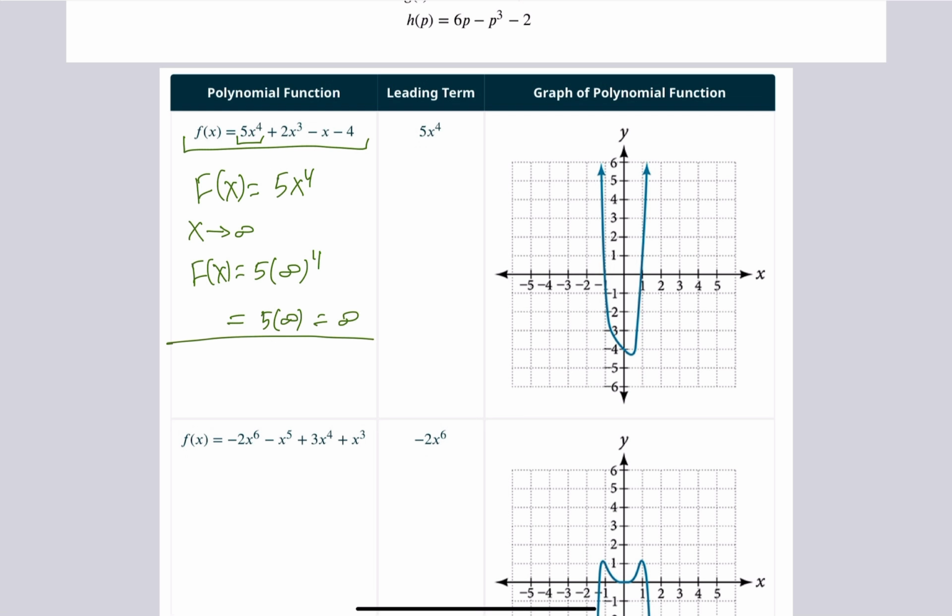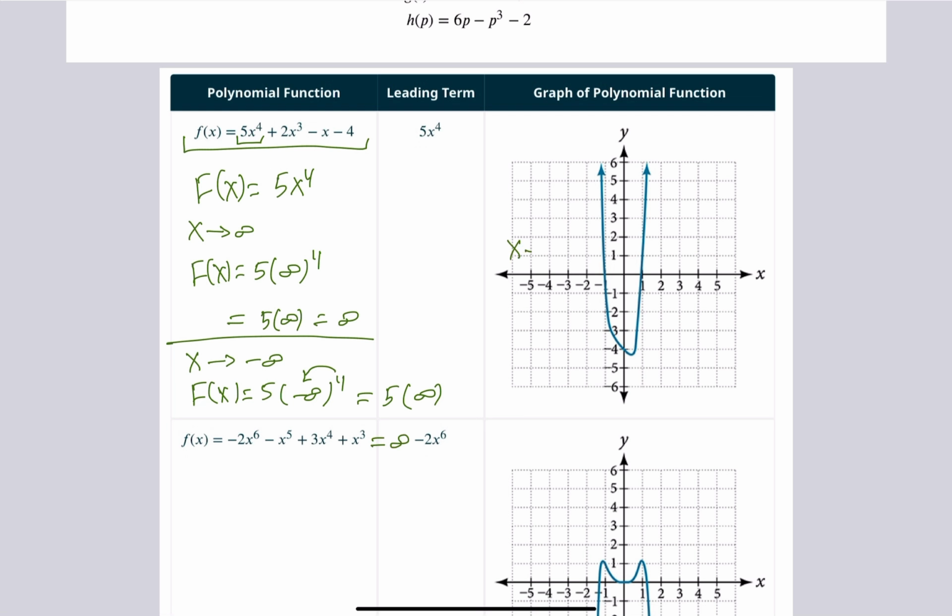So this is the first end behavior. The second end behavior is as x tends to negative infinity. We have f of x, which is 5 times negative infinity to the power of 4. Remember, if it's an even exponent, even power, the negative will cancel out, so it's simply 5 times infinity, which equals infinity as well.